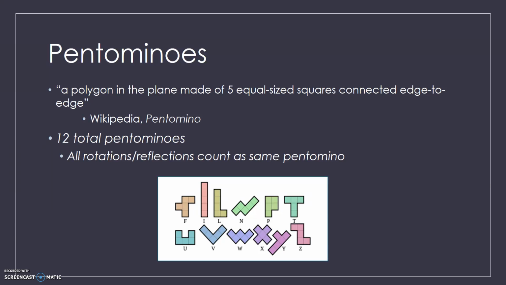Alright, so pentominoes are polygons in the plane made of 5 equal-sized squares connected edge to edge. This is the definition from Wikipedia. As we found in class, there are 12 total pentominoes, with all rotations and reflections counting as the same pentomino. Along with that, pentominoes are described by the letter that they kind of look like, and not all of them look like letters. Some of them are a bit of a stretch, but I'll be using these letter references throughout the rest of my presentation.